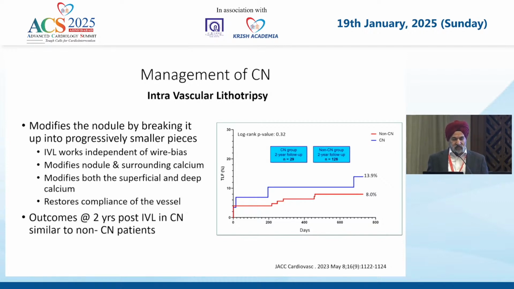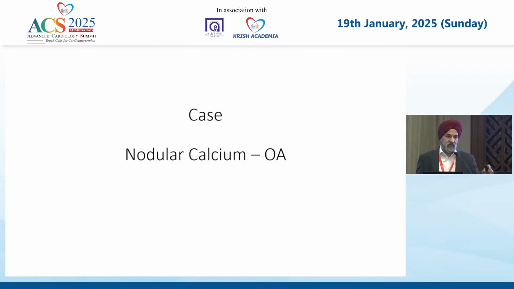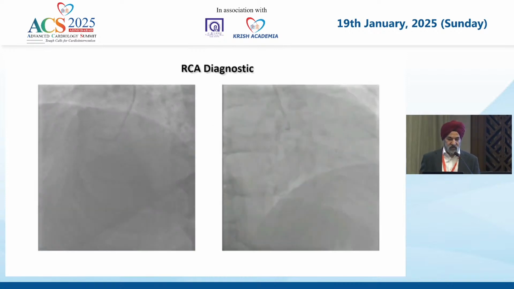The outcomes noted in this current study were similar in patients with or without calcific nodule. So this is a big plus of IVL. That means it produces similar outcomes in patients having and those not having calcific nodules. Now, protrusive calcium is a different ballgame altogether. Neither ROTA nor IVL is going to help you as an isolated device. You need something which debulks, and this is where the role of orbital atherectomy comes in.